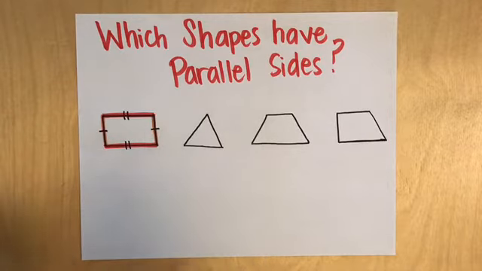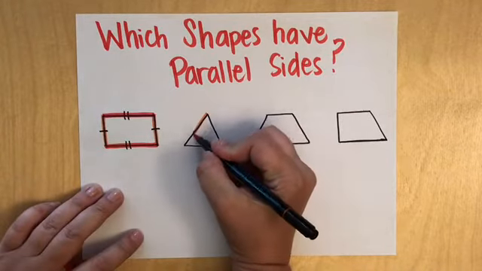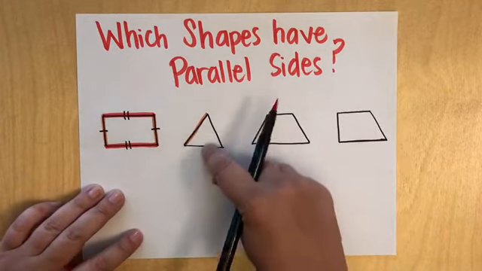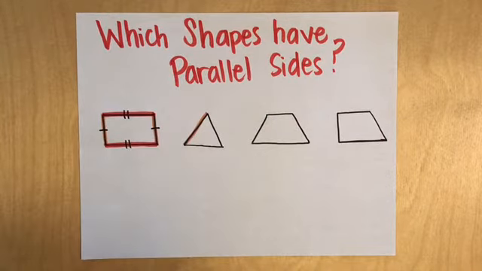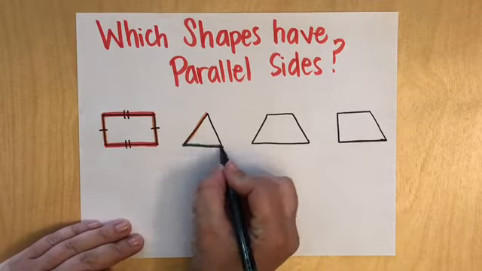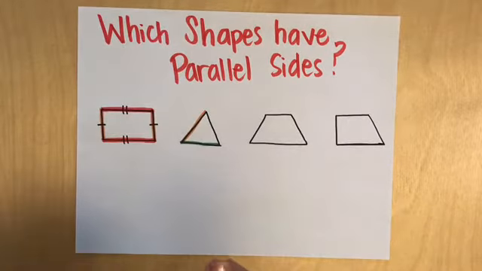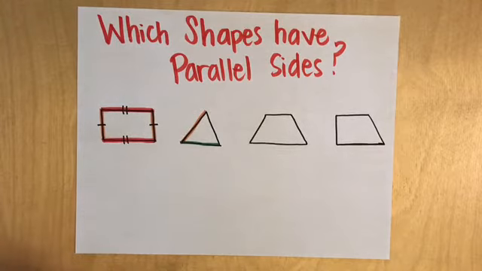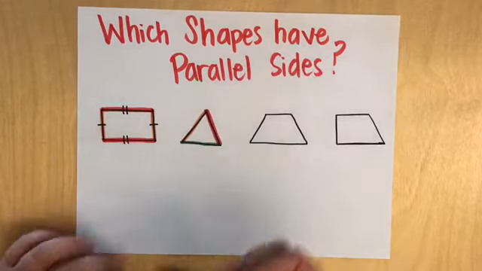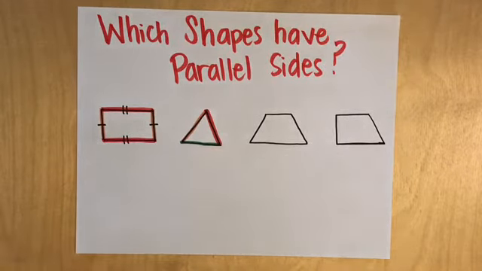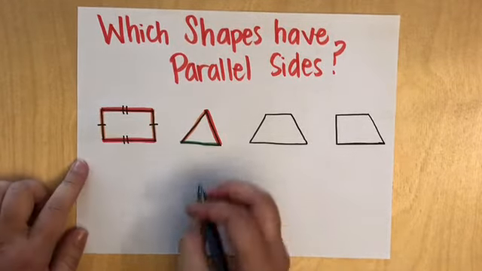What about our triangle? Does our triangle have any parallel sides? Well, let's see. So this line, does it have an opposite line that is going to go side by side but never touch? No, it doesn't on that one. What about this one here? No, it doesn't have an opposite side that will just go side by side with it but never touch. What about this side here? Nope. So this one has no parallel sides.